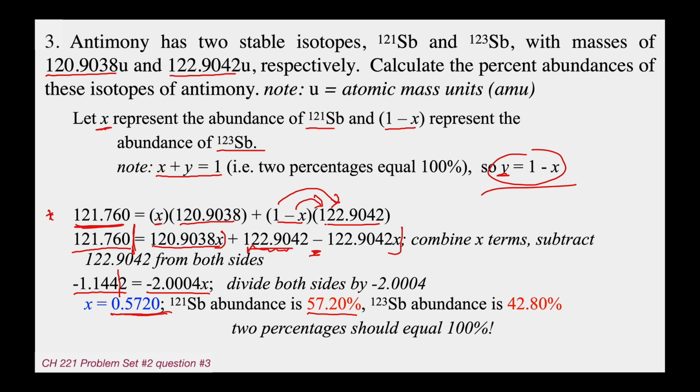Now, you can do this exact type of problem on question number 4 with the copper. If you didn't like my hand waving thing that said it was 30% copper 65, I completely understand. Instead of 121.760, you would have that 63.546 number, and that would equal x times the copper 63 abundance plus 1 minus x times the copper 65 number, whatever that was.